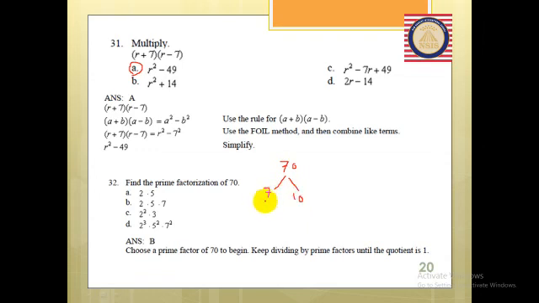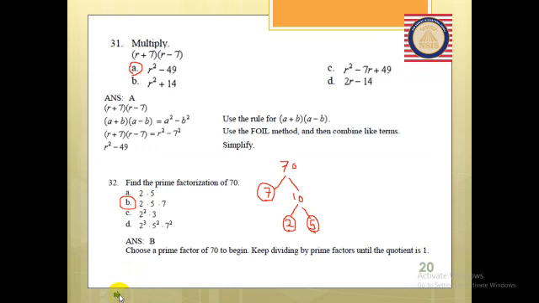Is 7 a prime number? Do you remember the prime numbers? 2, 3, 5, 7, 11. You remember? So 7 is a prime number, so circle it. Is 10 a prime number? No, it's not a prime number, so factorize it more. It will give you 2 times 5. Is 2 a prime number? Yes. Is 5 a prime number? Yes. So 70, I can write it as a product of prime numbers: 2 times 5 times 7, which is B. Okay? Nice?